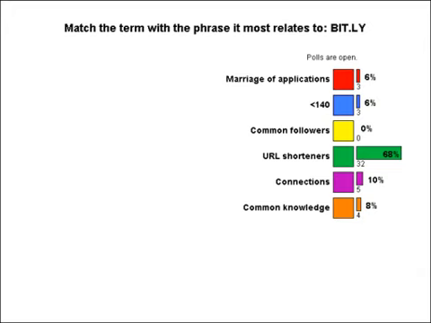So just in case you were wondering what the other terms match to, marriage of applications refers to a mashup, and common followers refers to, what's common followers, sorry. Where are we? Common knowledge is referred to as a wiki, like Wikipedia. Connections is referring to LinkedIn. So on LinkedIn, you have connections. Twitter, you have followers. On Facebook, you have friends or fans.